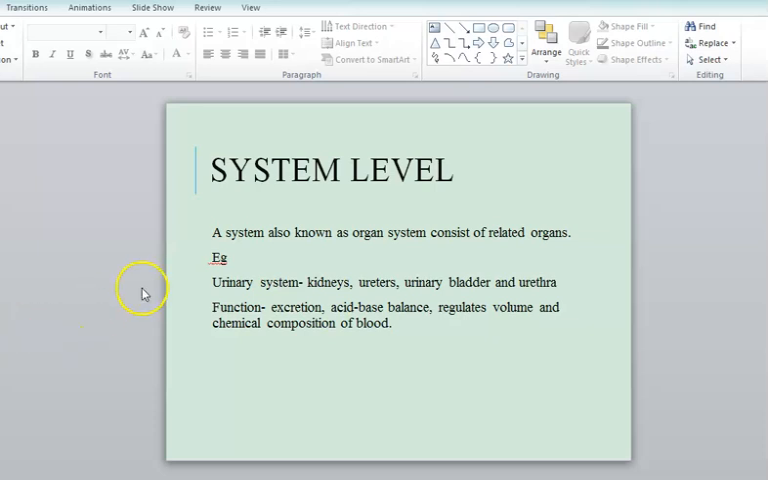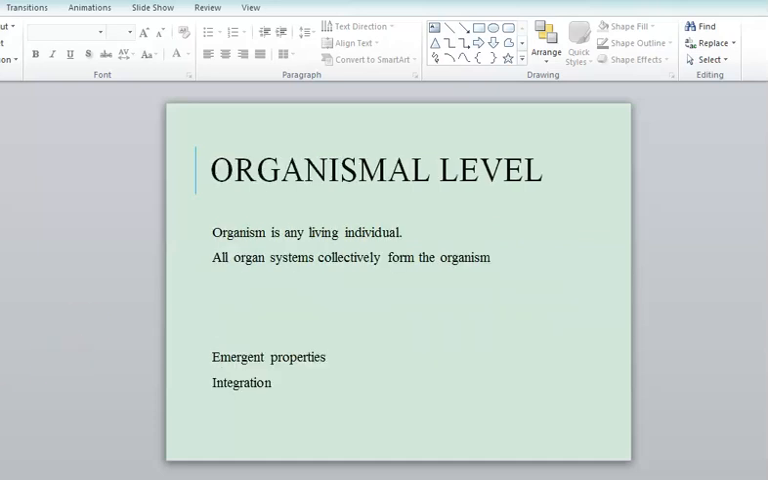So when systems, or the whole systems, combine together, they form the next higher level, or the highest level of organization, that is the organism itself. So an organism is any living individual. All organ systems collectively form the organism. Here the two important things we need to know are emergent properties and integration.